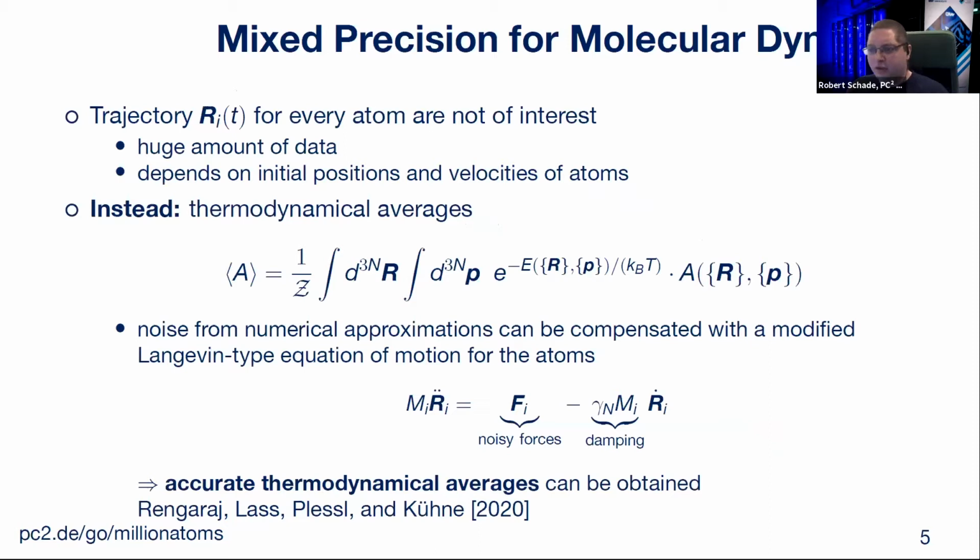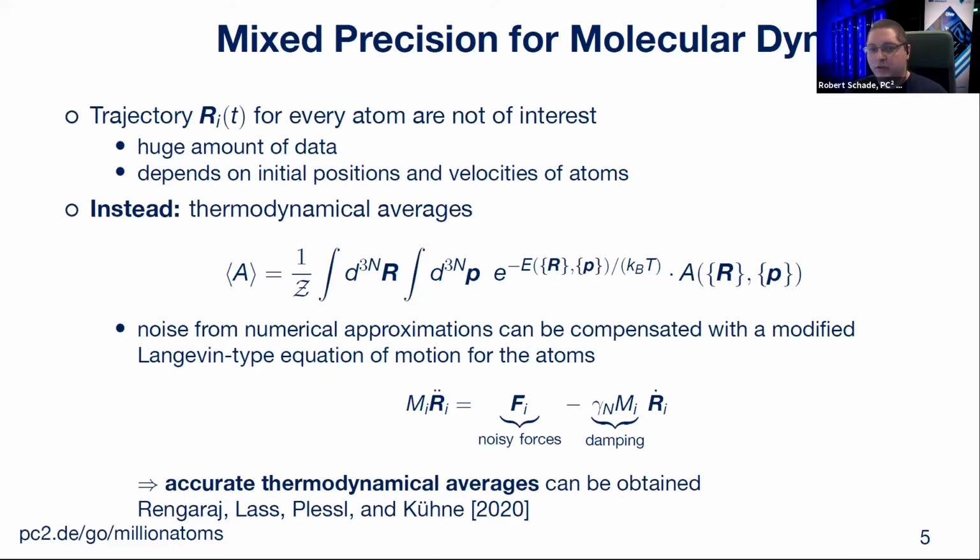From the chemical and physical point of view, we obviously have to think about whether mixed precision is good enough for our calculations. In that sense, we have to think about what the actual insight is that we want to gain. Even though we're doing molecular dynamics, it's actually not the individual trajectory of every atom in this large virus or solid or surface that's of interest, because that would be a huge amount of data. If you have 60 million atoms and store the positions at every time step or every few time steps, that's a gigantic amount of data. And obviously it depends on the initial positions and velocities of the atoms, which makes interpretation pretty cumbersome.